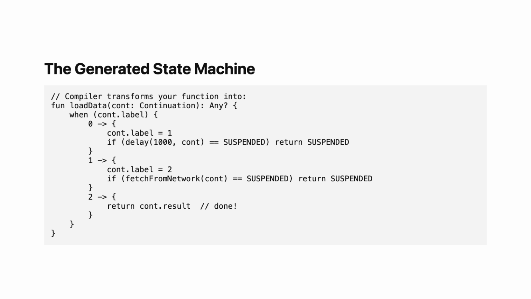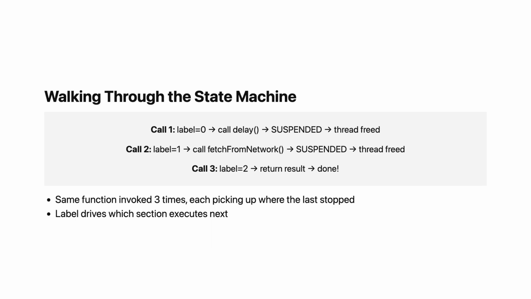Let me walk through a real example. Say you have a suspend function called loadData. It calls delay for 1 second, then calls fetchFromNetwork, which is also a suspend function, and returns the result. Here is what the compiler generates conceptually. It creates a continuation class with fields for the label, for any local variables, and for the result. When loadData is called for the first time, label is 0. The code enters the when block at label 0, sets the label to 1 to prepare for resumption, and calls delay. If delay suspends, our function returns COROUTINE_SUSPENDED.